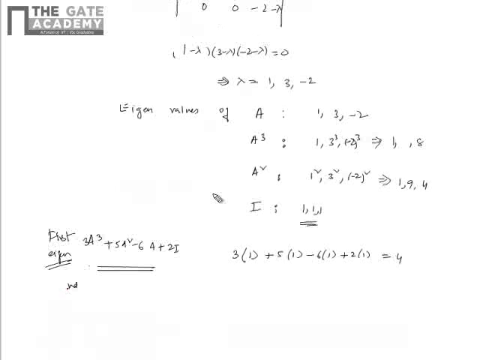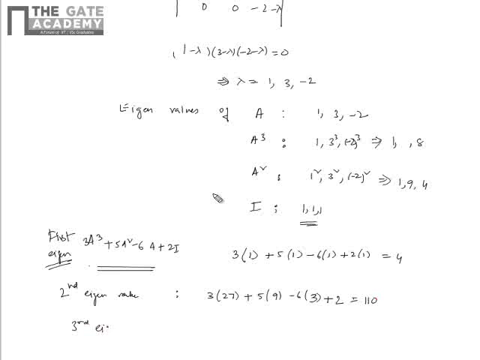Now the second eigenvalue. You have to basically take 3 times A cube, which is 27, plus 5 times A square, which is 9, minus 6 times A, where A's eigenvalue is 3, plus 2 into 1. So this value comes out to be 110. 3 into 27 is 81, plus 45, minus 18, plus 2, that comes out to be 110.